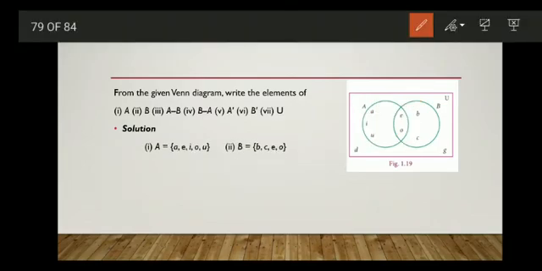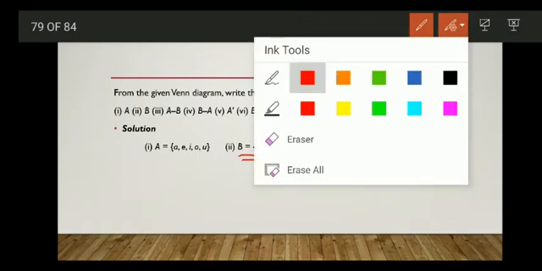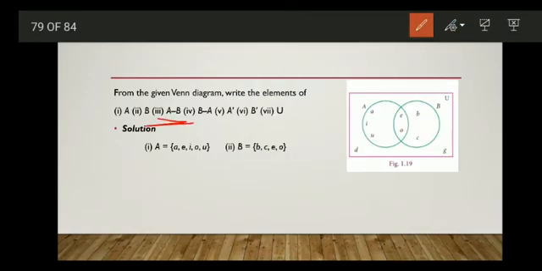Next one is elements of B. This is B. What are the elements in B? B, C, E and O. So the set of elements of B is B, C, E, O. Next, A difference B. What is A difference B? Elements in A that should not be in B. So when you take A, we have to remove the B portion. Okay, so A difference B will be equal to A, I, U.